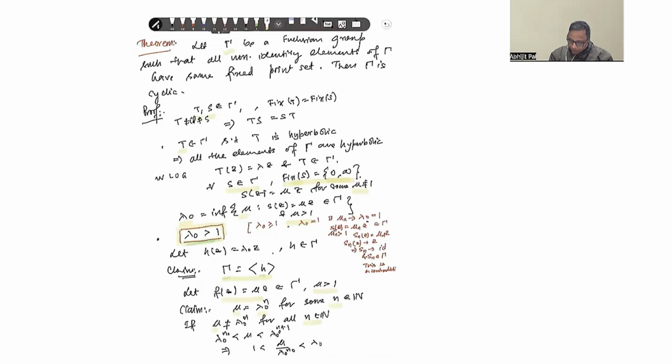So we'll get some n naught such that this mu will lie in the open interval lambda naught to the power n naught and lambda naught to the power n naught plus 1. So this will imply that 1 is less than mu by lambda naught to the power n naught, which is less than lambda naught.